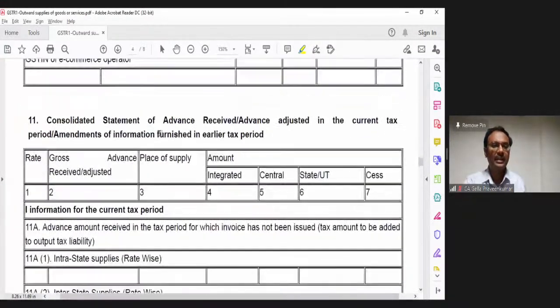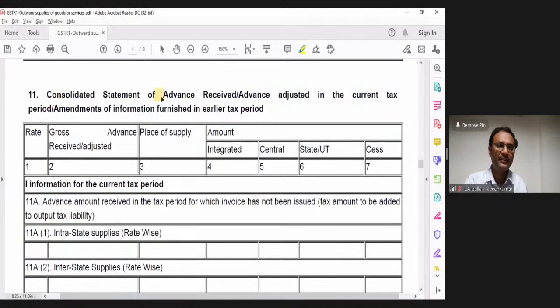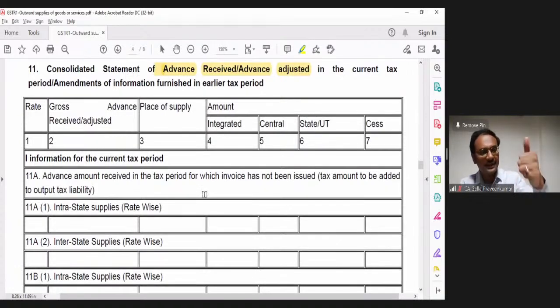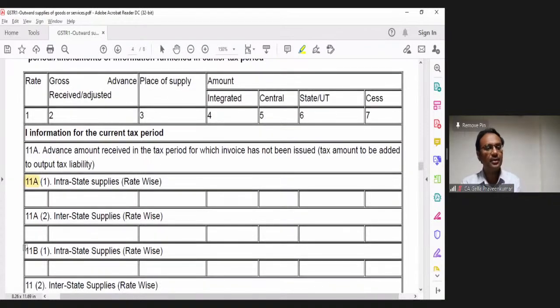Now, table 11 is the one for advances: all the advances which I have received during a particular period. My advances received during the month go in 11A, and my adjustment of advances during the month goes in 11B. So when I have issued a tax invoice, the data will come into my 11B. When I have received an advance during a particular month, it will come to my 11A.